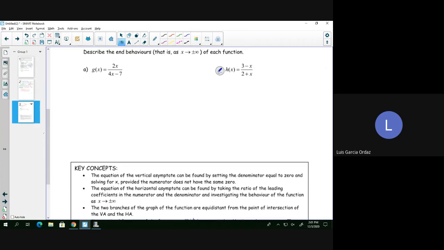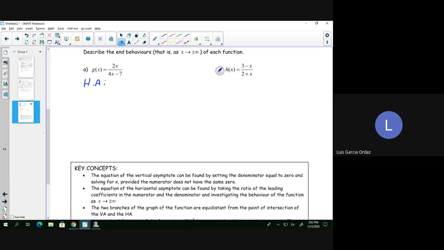So last but not least, we want to describe the end behaviors. That is, as x approaches plus and minus infinity of each function. Okay? So what would our horizontal asymptote be for 2x over 4x minus 7? So remember, look to see if, yep, 1 over 2.